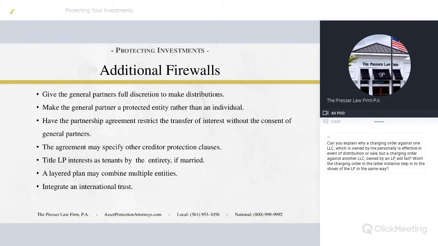Let me see what this question is. Somebody wants to know, can I explain the charging orders against one LLC, which is owned personally, versus a charging order against another LLC owned by an LP? Okay, I'm going to answer this question offline because it's going to take me a minute or two to process the question to be able to answer, and I don't want to delay things on the webinar. So whoever asked that question, I'm going to answer that question after we're done.